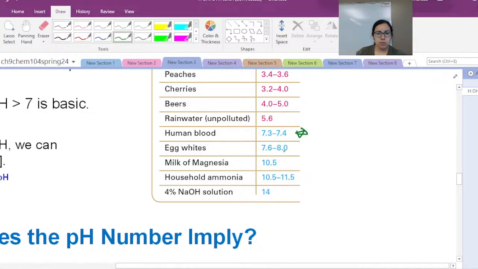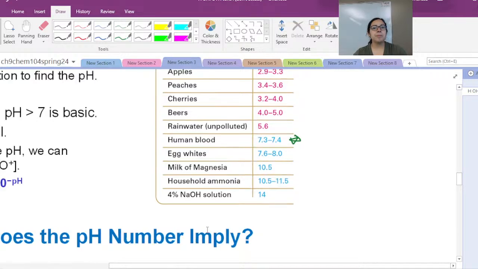Egg whites are also a pretty tight range. And then there's milk of magnesia, like we mentioned. If your stomach's upset, you might take that. And then household ammonia, so that's 10 to 11. And then, of course, our sodium hydroxide is going to be 14.